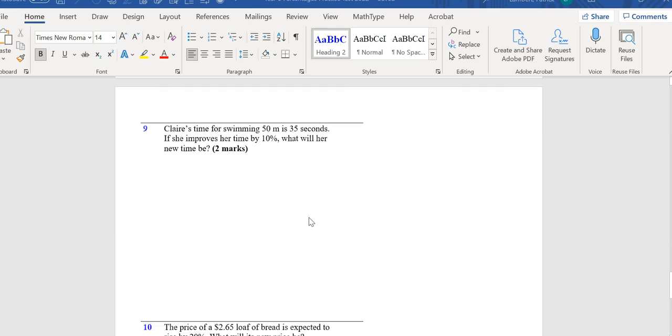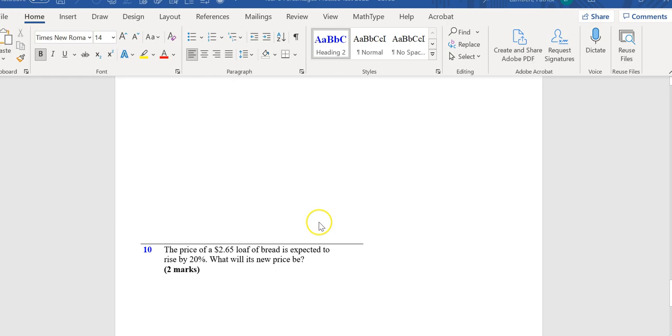Now this one here, Claire's time for swimming 50 meters is 35 seconds. If she improves her time by 10%, what will her new time be? That means you're going to have 10% less time. So that's a mark down, or it's less time.